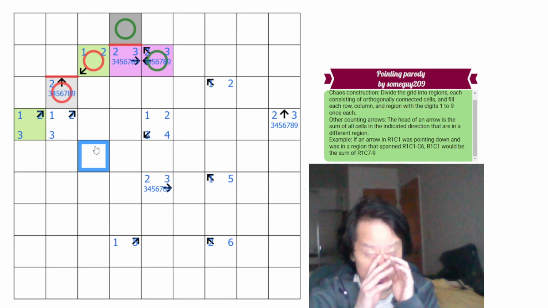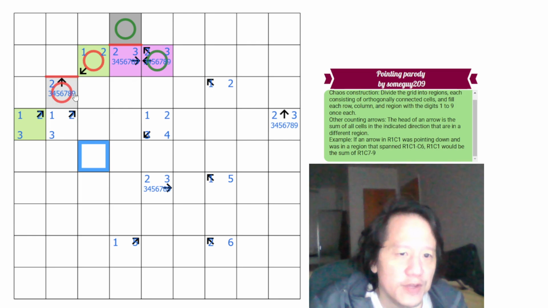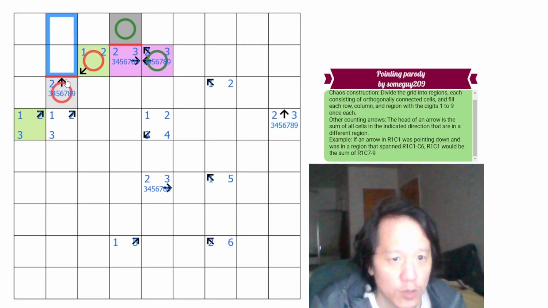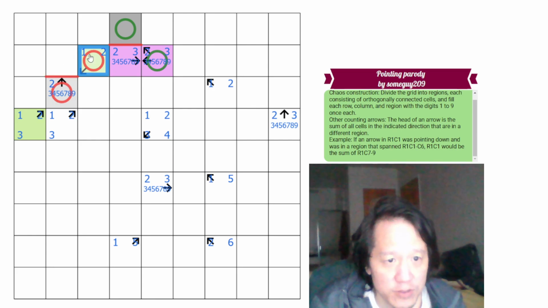Oh, that's interesting. This has to be at least 3. This is the same as that, which means it must be at least 3 also, because this must be at least 3 because it adds these two, and they cannot be the same as just one of this. Therefore, this one is adding this and this. This has to be at least 3, because it's adding at least one of these two. This is adding at least those two.